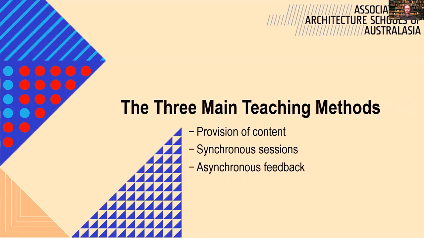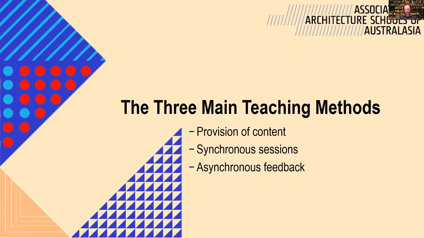So the three main teaching methods for online. First up, there's the provision of content, which are lectures or readings or whatever students do, or however you communicate the information to students. The next thing is synchronous sessions. So that's the language of online learning. The synchronous sessions are when you're there at the same time as the students. So at the moment, that is probably mostly web conferencing. It could also be live chat. But another important thing in online learning is the asynchronous feedback. And that's the feedback that students get when they're not in a session with you.